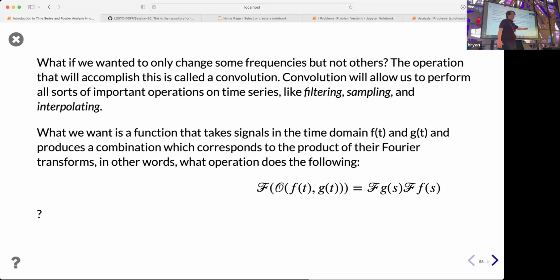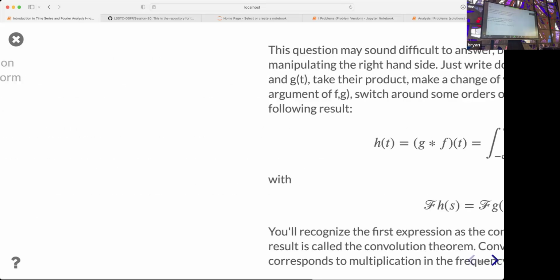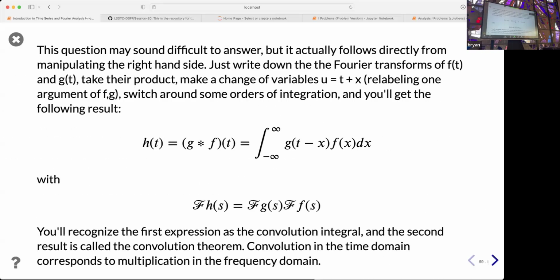This question of what operation acting on f of t and g of t corresponds to products in the frequency domain sounds like a hard question to answer. It turns out that you can actually derive this pretty simply. All you do is you write down the Fourier transforms of your two signals, f of t and g of t, take the product, and if you make this clever change of variables, just using substitution, you will end up with this expression for something called h of t, which defines a convolution operation. So I take the integral of my g function shifted for different values of x times my f function, and I integrate over all values of x.